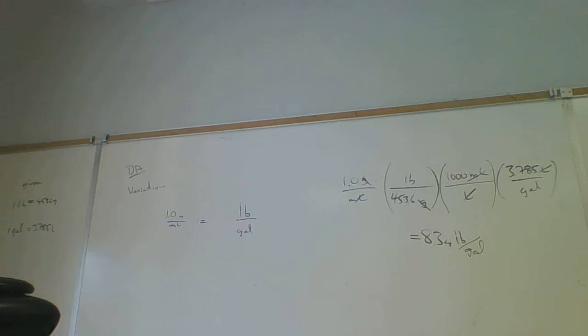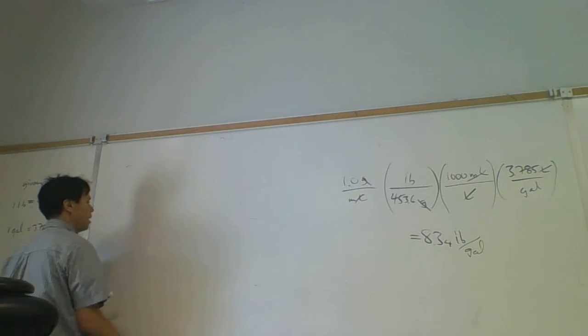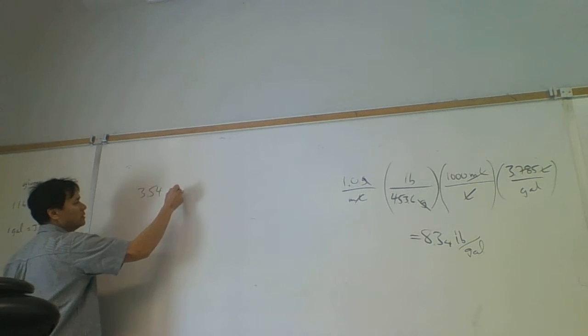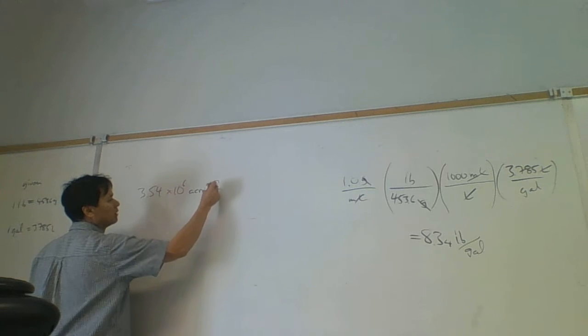The principal lake in the California Water Project is Lake Oroville, whose water storage capacity is listed as 3.54 times 10 to the 6 acre feet. Express the volume of Lake Oroville in cubic feet. And so we have 3.54 times 10 to the 6 acre feet of water.